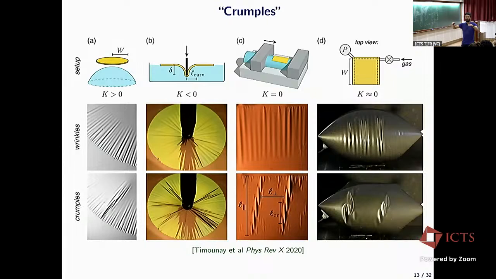Here, this is maybe the simplest experiment. You put a sheet on a curved interface, and you compress it, and you go from this to this. And here you have an inflated balloon. So this is at low pressure, and this is at high pressure. And you see here nice wrinkles, and here these diamond-like patterns.